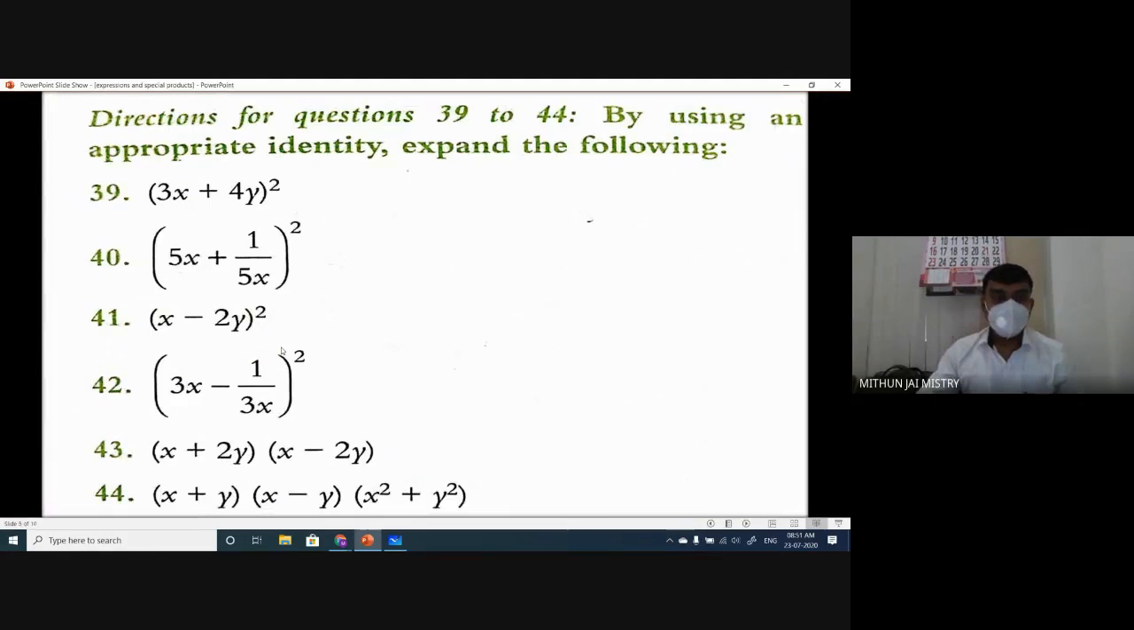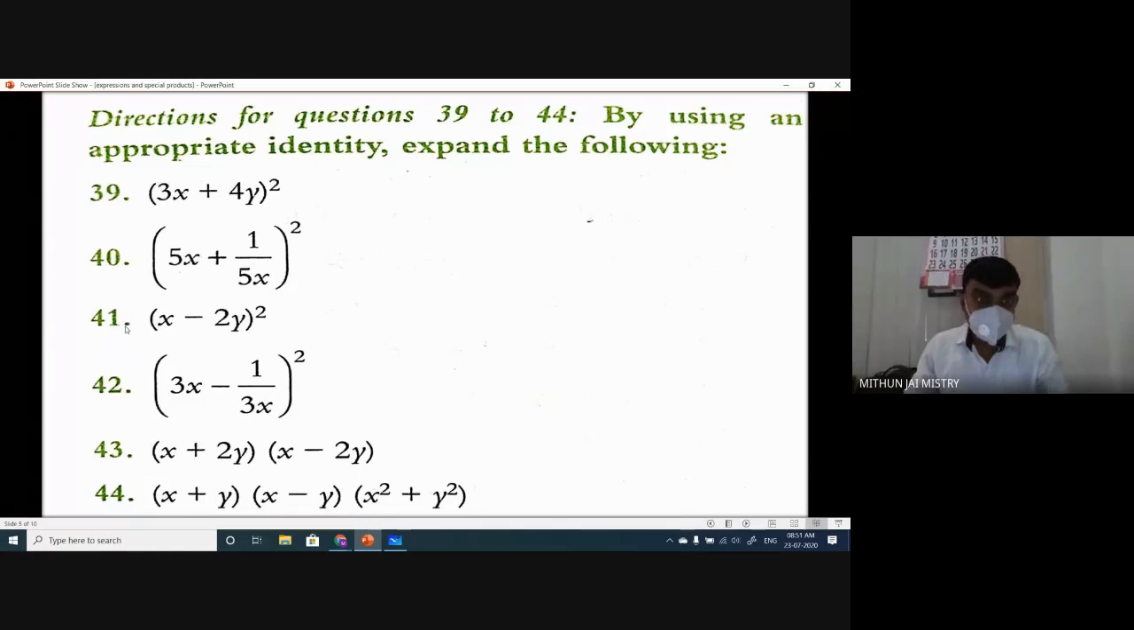So without wasting time, the first one: 3x plus 4y whole square. The first task is identifying how it is looking. It is looking like a plus b whole square. We have a bunch of formulae. Among those, which identity can we use here? That is called appropriate. We cannot use a minus b whole square because minus is not here. The 40th one is also a plus b whole square.